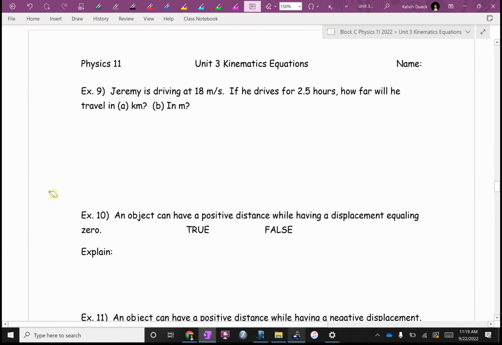Good stretch. I know I've been talking a long time. I'm going slow to really help you wrap your brain around this because I'm throwing a lot at you. Jeremy is driving at 18 meters per second. If he drives for 2.5 hours, how far will he travel in A, kilometers, B, meters? Sean, what's this question asking me to find? Distance, speed, or time? Distance. Why is this question yucky?